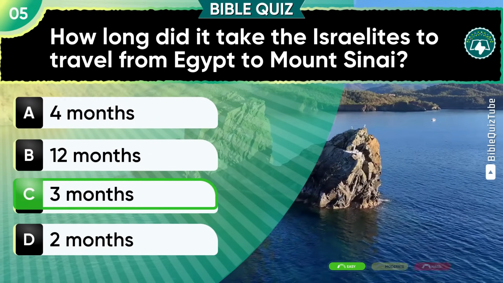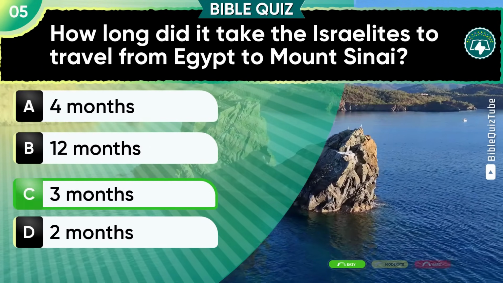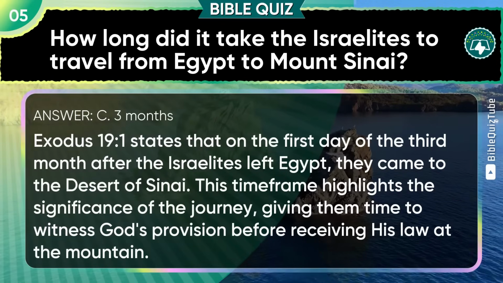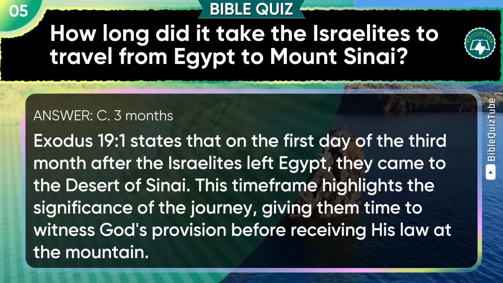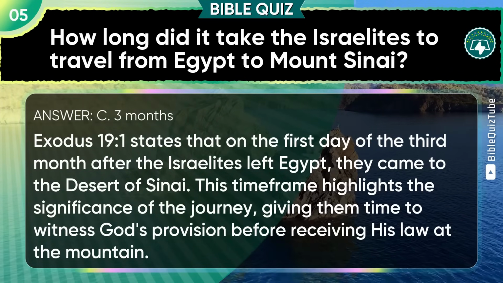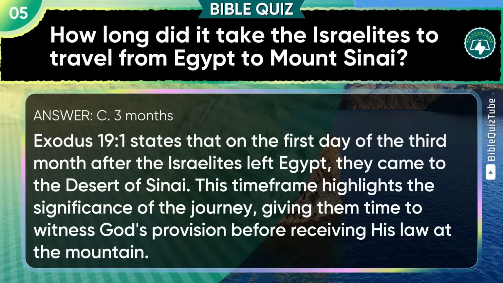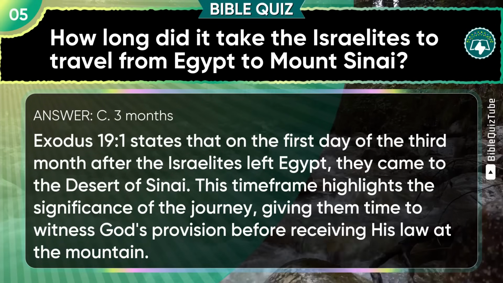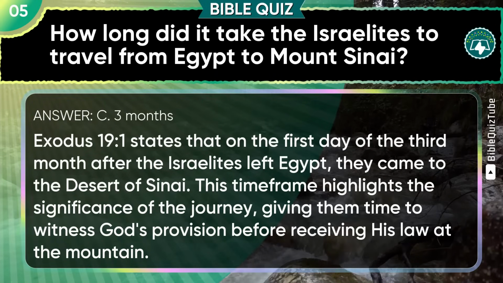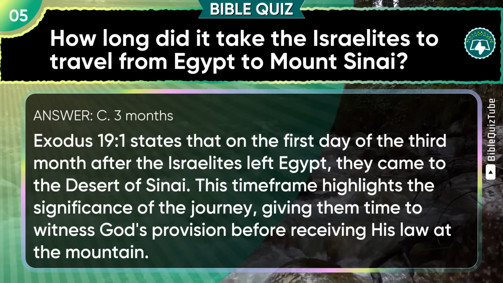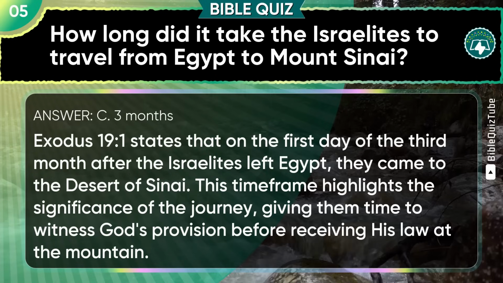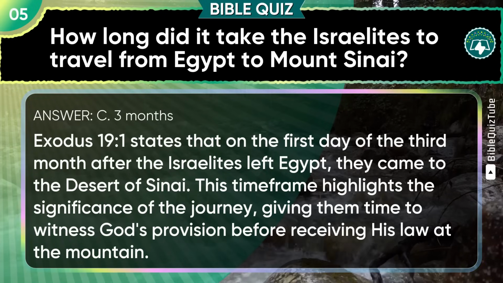The correct choice is C. 3 months. The explanation. Exodus chapter 19 verse 1 states that on the first day of the 3rd month after the Israelites left Egypt, they came to the desert of Sinai. This time frame highlights the significance of the journey, giving them time to witness God's provision before receiving His law at the mountain.